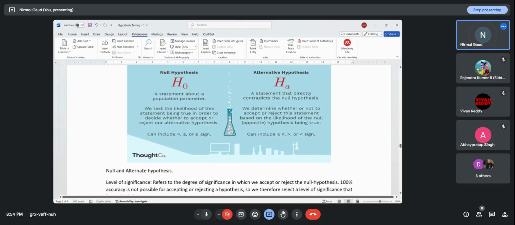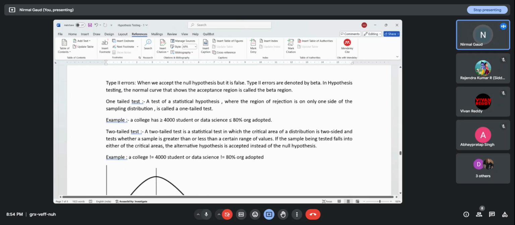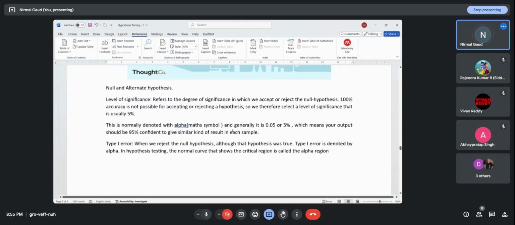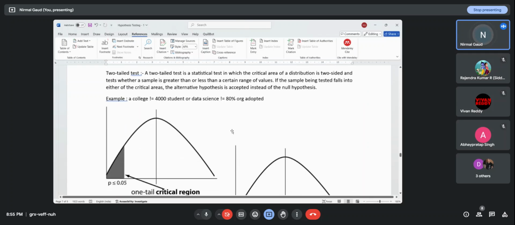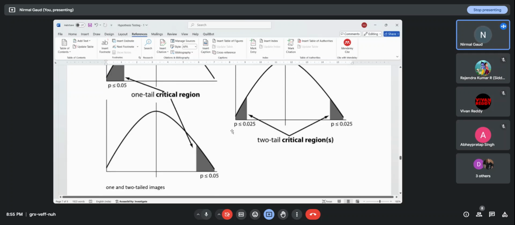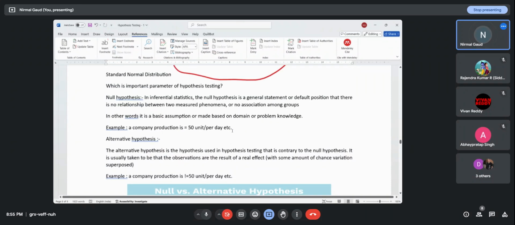Okay. Null hypothesis, alternate hypothesis, I've already told you. So this is type 1, type 2 error. There are few things also mentioned. So all right, let's study them also.